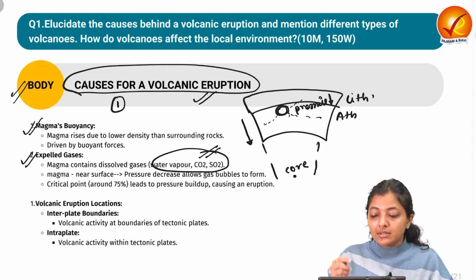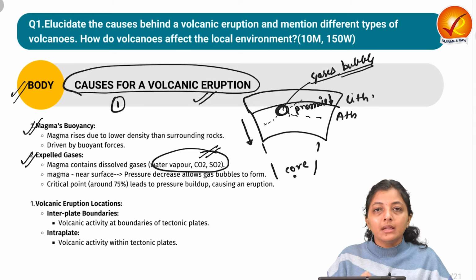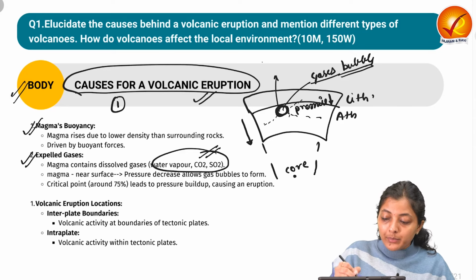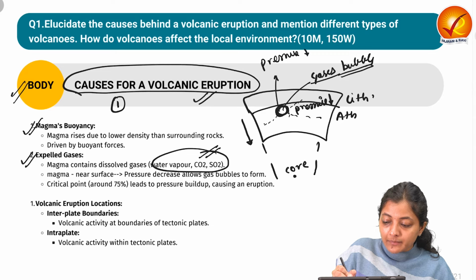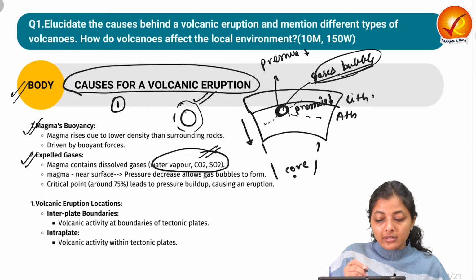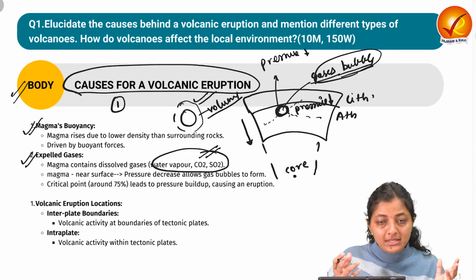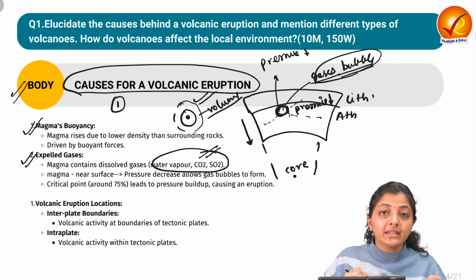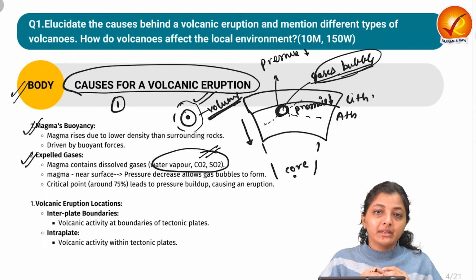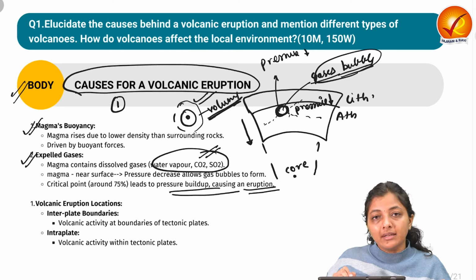So it allows the gases to form the bubble. And when this bubble rises near the surface, it means the pressure on it is decreasing. So the bubble is getting created. When the bubble increases in size, or when the volume of this bubble reaches the critical point, it has to blast, because the pressure inside that bubble is increasing. So when the volume reaches the critical point, pressure inside that bubble increases, so it blasts or it explodes, and this causes an eruption.